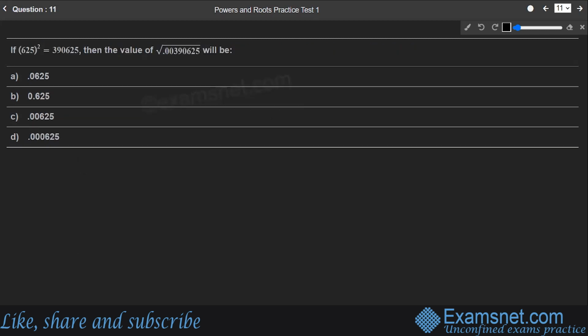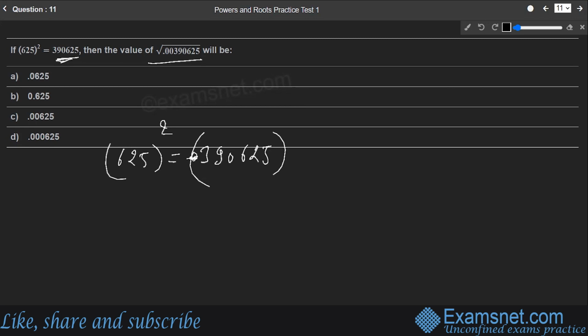Okay. If 625's whole square is 390,625, then what is the value of the square root of 0.00390625? That's what they're asking. They are saying 625 squared is 390,625. We have to use this to find the square root of 0.00390625. So let us start operating on this.